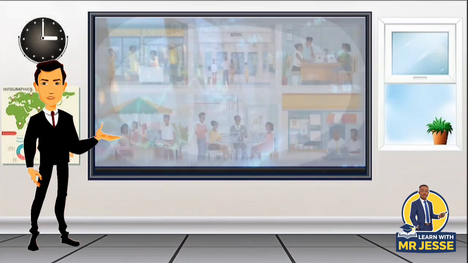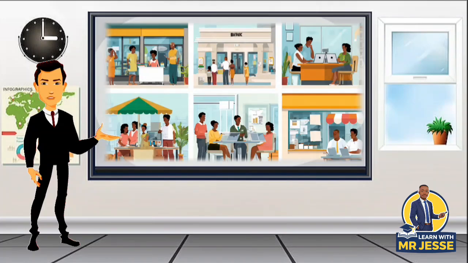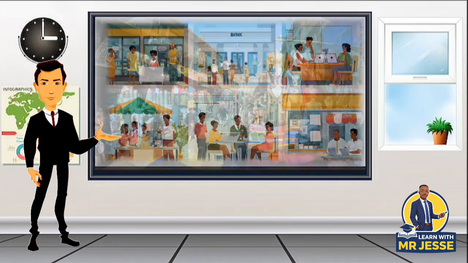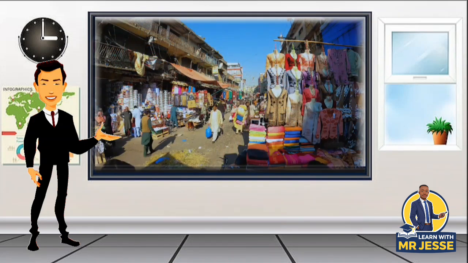Now let's begin. Every day, people buy and sell goods and services. Parents buy food and clothing for their families. Shop owners sell products to customers. Banks help people save and transfer money. Offices use computers to keep records and communicate. All these activities are connected to the world of business.